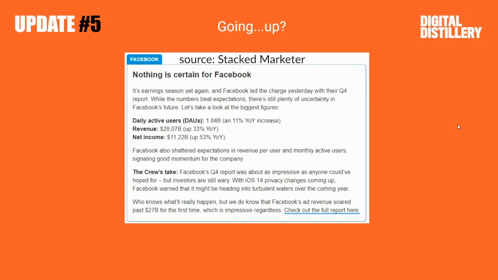Good news for Facebook. They had quite the year. Particularly their Q4 numbers shattered expectations in revenue per user and monthly active users. Net income, not too bad, $11.22 billion for the quarter, up 53%. So, hey, good job. Still some concern about what we've been talking about now for a while, iOS 14. Difficult times, turbulent times, as they said, for the future, but we'll see what Facebook has in store for us in 2021.